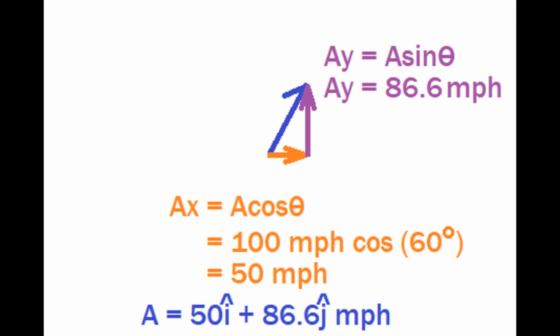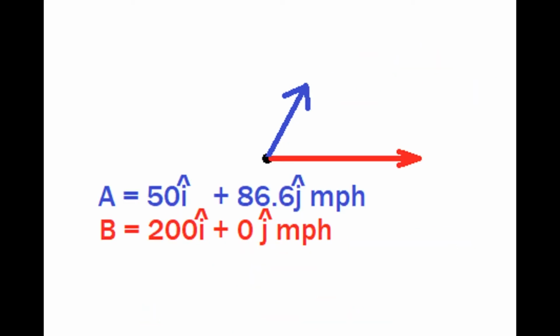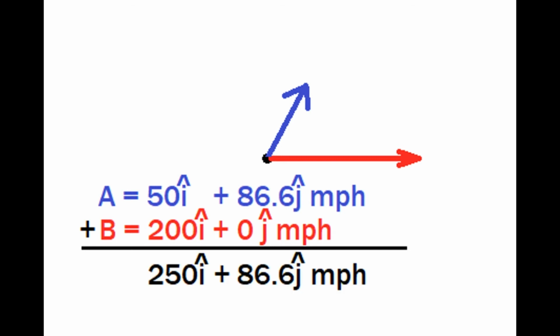Now that you have those two dimensions, you've got your velocity vectors for both the drone and the crosswind. The drone is 200 i hat plus 0 j hat. The crosswind is 50 i hat plus 86.6 j hat. Just add the i hats together and add the j hats together. In other words, add the x components together, add the y components together. 50 plus 200 is 250. 86.6 plus 0 is 86.6. So the resultant vector is 250 i hat plus 86.6 j hat.